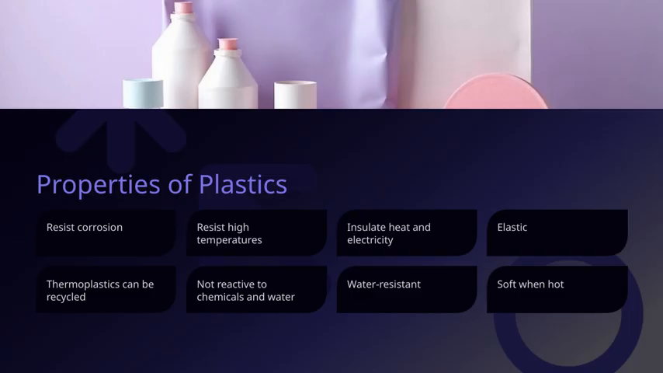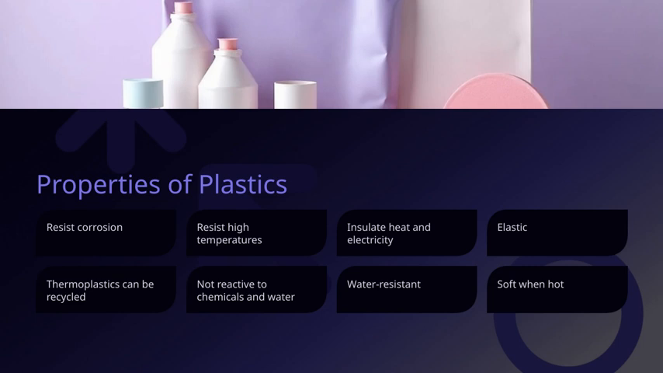Plastics also resist high temperatures, allowing them to be used in situations where heat is a factor, without losing their integrity. And they are generally not reactive to chemicals or water, which means they won't easily corrode or degrade when in contact with various substances. Another important property is that plastics are good insulators. They can insulate heat and electricity effectively, which explains their widespread use in electrical and thermal insulation. Plus, they are water-resistant, making them suitable for products that need to withstand moisture. Many plastics are elastic, meaning they can stretch or bend without breaking, adding to their flexibility.